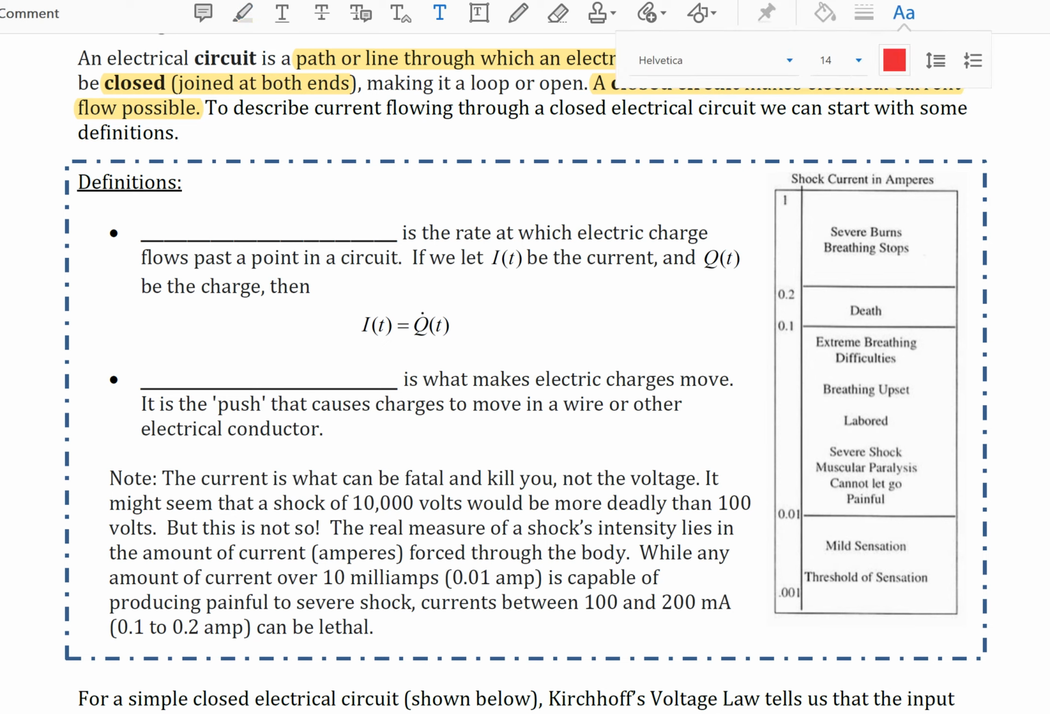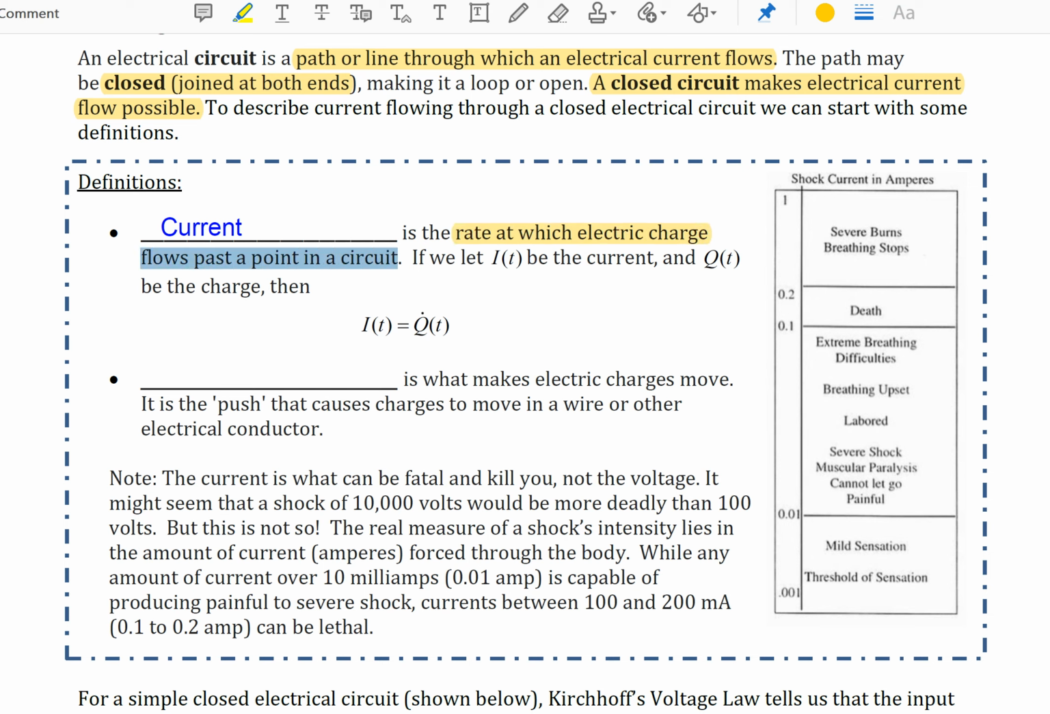So first, current is the rate at which electric charge flows past a point in a circuit. If we let I of t be the current and Q of t be the charge, then I of t, your current, is your rate at which the electrical charge is passing through a point. It's a rate, it's a derivative.